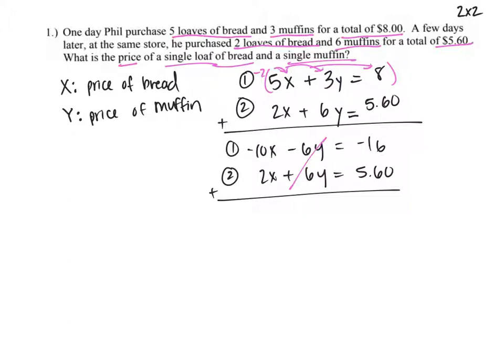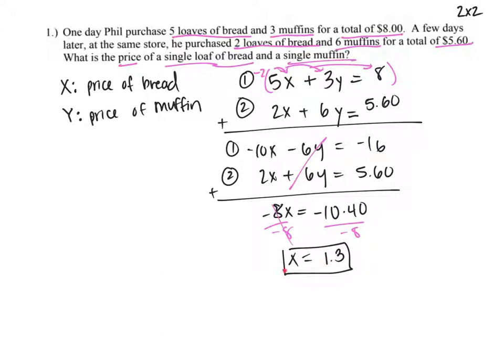And so negative 10x plus 2x gives me negative 8x. And then negative 16 added with positive 5.6. Feel free to grab a calculator, but that number should be, I think, negative 10.40. And so if I divide by negative 8 on both sides, this cancels. So x is equal to, what's negative 10.4 divided by 8? Well, that'd be positive because that's 2 negatives. So that'd be 1.3.